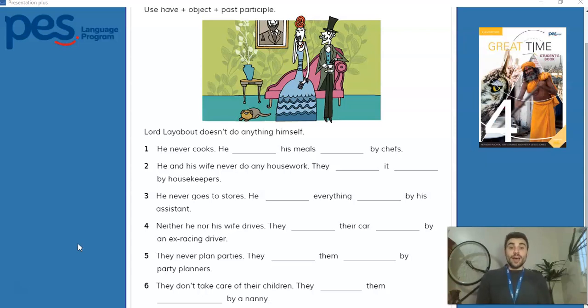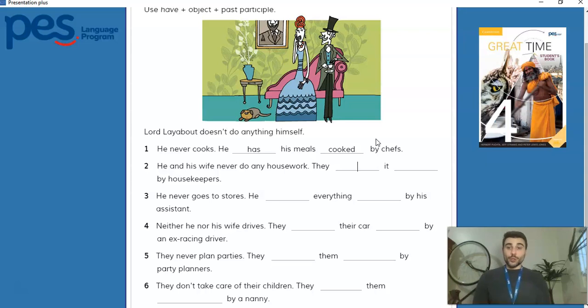His meals by chefs. So, in this case here, we know that he is the subject, but he's not the performer of the action. The performers are the chefs, right? So here we have, he never cooks, so he has his meals cooked by chefs. So has, because we're talking about he in the present, and cooked because cook is a regular verb and the past participle needs ed. Okay?